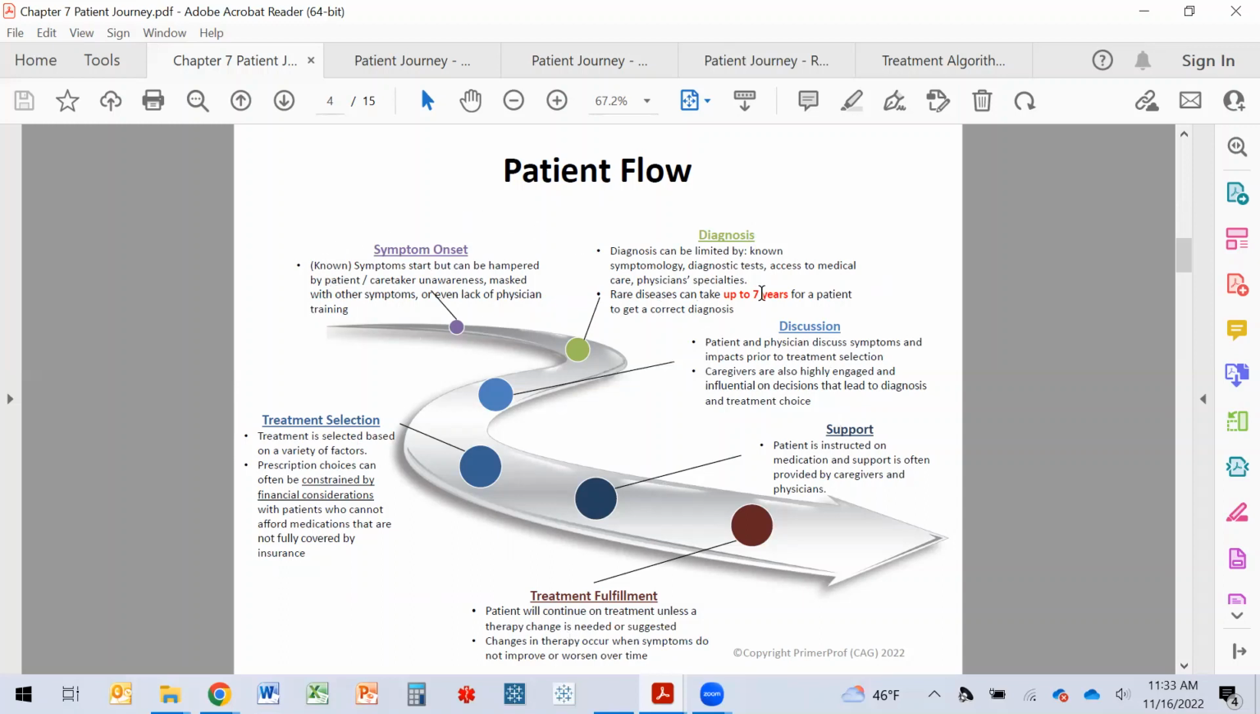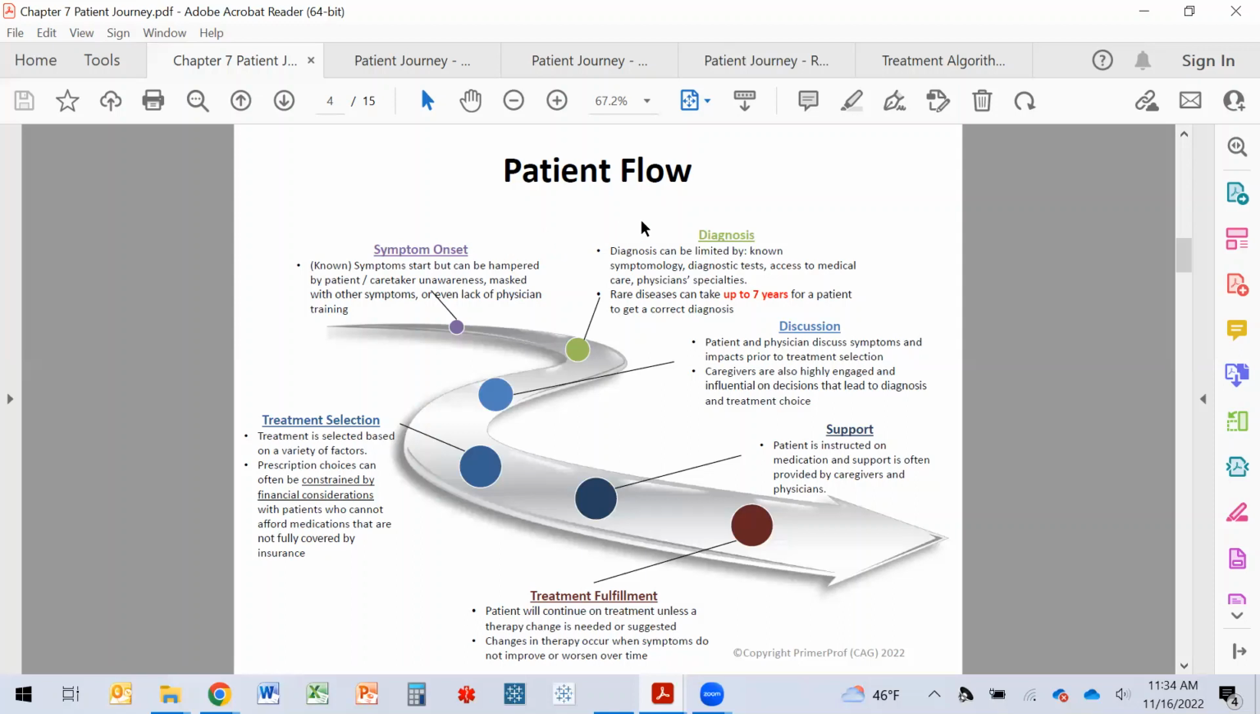These are the two most important parts of any disease, from the time of symptom onset to the time of getting accurately diagnosed. Ideally, we'd like to catch the disease before symptom onset. But symptom onset can be hampered by patient and caretaker unawareness. They may just not know the disease. They can be masked by other symptoms. For instance, if you have heart disease or diabetes, those are sort of overriding indications, or even physicians who are not aware of a certain disease and its symptomology.